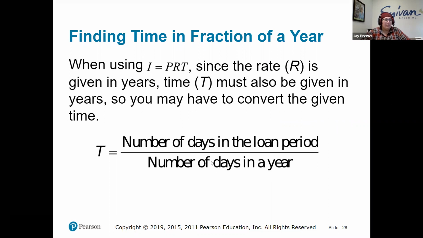Always remember that the bottom number is the 360. Okay. So it's not going to be the day of the loan divided by the number of days in the loan. It's always the day that something is happening divided by the 360. Okay.